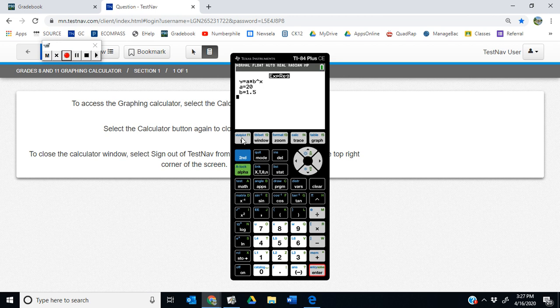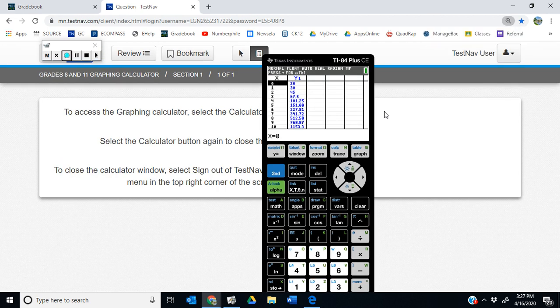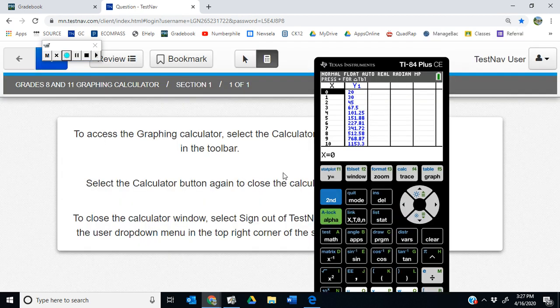So once you type that in to your y equals, a is 20, b is 1.5, and we'll raise that to the x power. So 20 times 1.5 raised to the x power. Here's your variable key. And then if we hit second graph, we can clearly see, and I'm going to increase this. Remember, you can increase this by putting the cursor outside of the calculator and then Control plus or Command plus on a Mac.